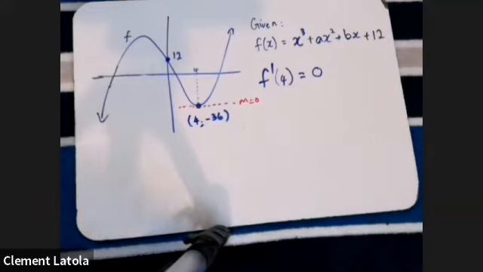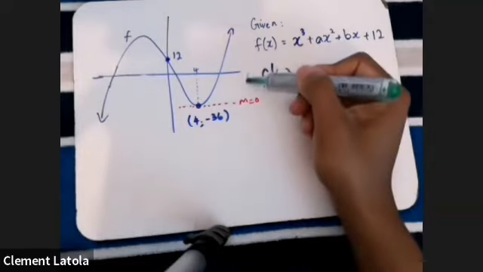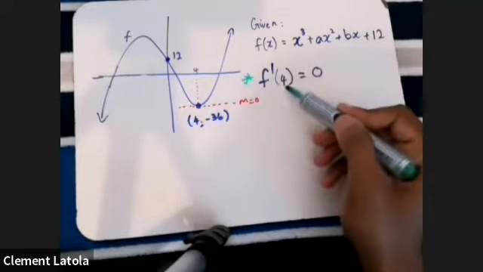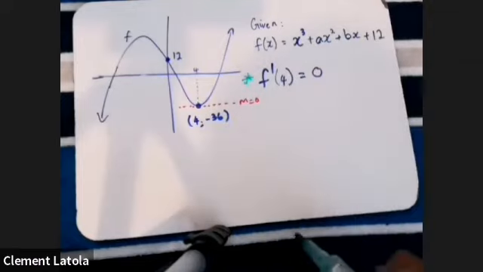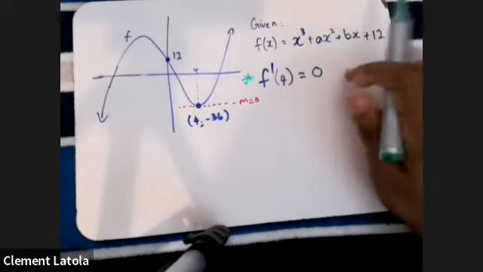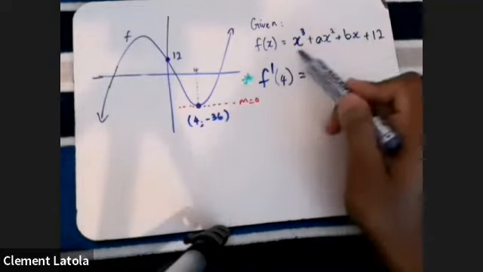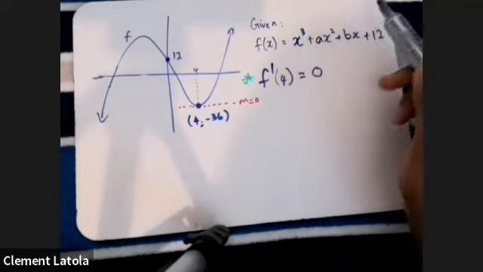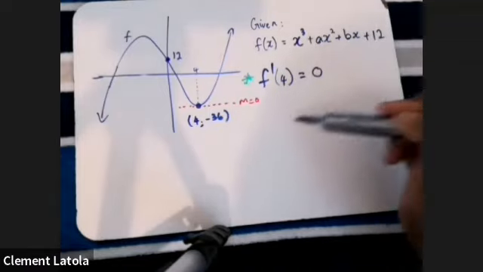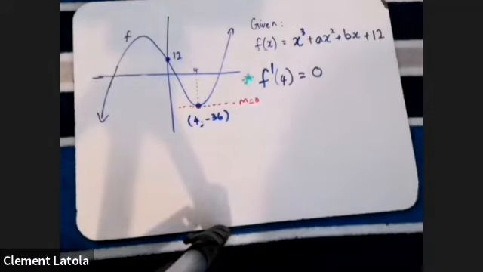Okay, so this is the important statement. The derivative where x is 4 is equal to 0. This is going to help us find the second equation. I'm going to do that by first taking the derivative of the function, then substituting 4 and equating that to 0.